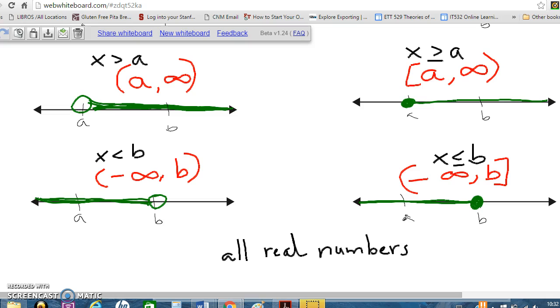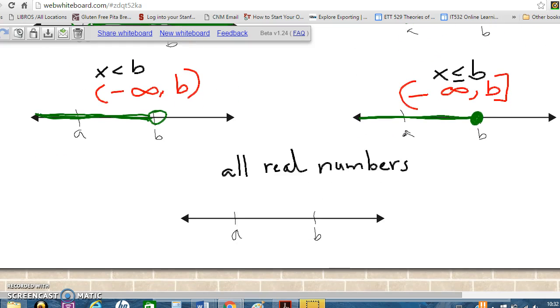And last but not least, on these inequalities where it says all real numbers, which means that you're gonna color absolutely everything on the number line. And so my starting point is gonna be negative infinity, my ending point is gonna be infinity. And like I told you before, whenever you have infinity or negative infinity, we always use parentheses because we don't know where it stops.